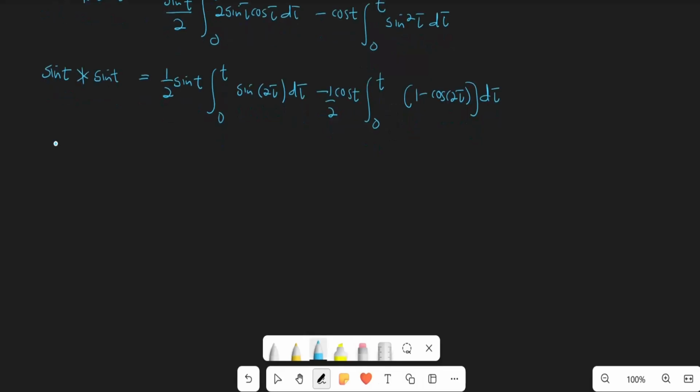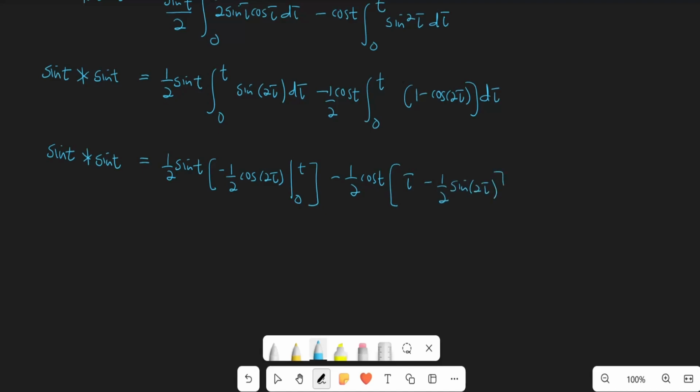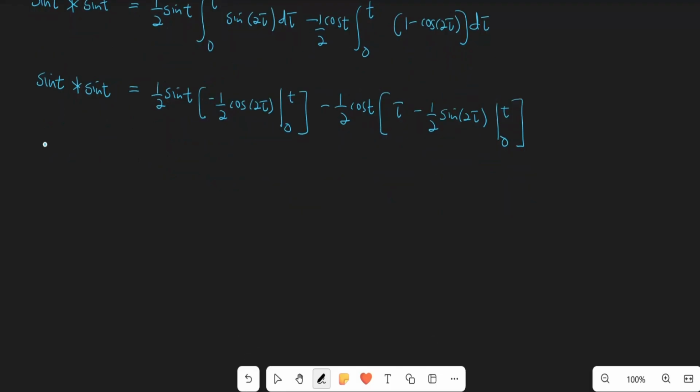So now we are ready to integrate. So sine of t convoluted with sine of t. This is equal to 1/2 sine of t in front of the first integral. And now integrating sine of 2 tau, that is going to be negative 1/2 cosine of 2 tau. Then the limits of integration from 0 to t. Right, so minus 1/2 cosine of t. And now integrating 1 minus cosine of 2 tau, this is going to be tau minus 1/2 times sine of 2 tau. Beg your pardon. So this one we are done with the integration, the limits of integration from 0 to t as well. Now let's plug in the limits.